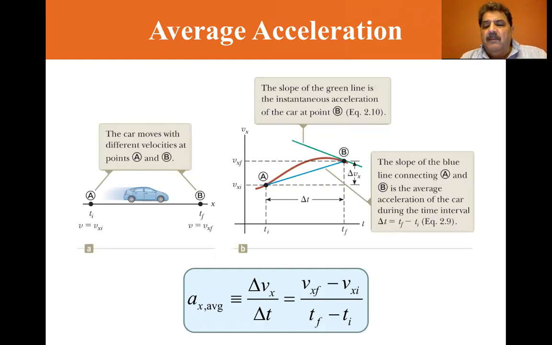When motion is in one dimension, use plus and minus signs to indicate the direction of the acceleration. Note, the dimensions of velocity are L divided by T, and the dimension of time is T. So the acceleration has dimensions of length divided by time squared, or L over T squared.